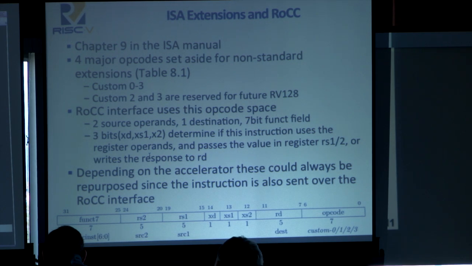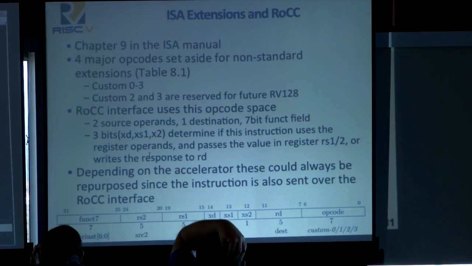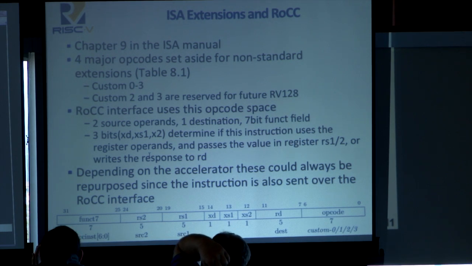And basically, you see the little encoding at the bottom. The RoCC interface has 2 source and 1 destination operand and a 7-bit funct field. And basically, those middle bits, XD, XS1, XS2, are telling you, are we using the source or destination operands for any of this instruction? And you can always fall back to just interpreting this yourself, because along with the RoCC IO interface comes this whole instruction that you can decode however you would like if you want to get around any of this typical encoding.